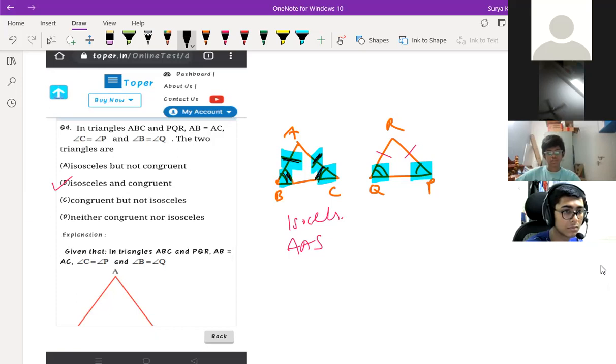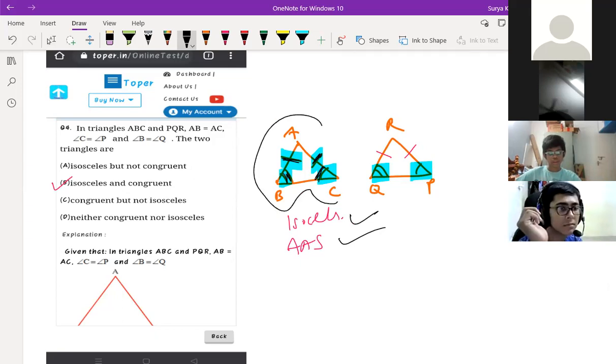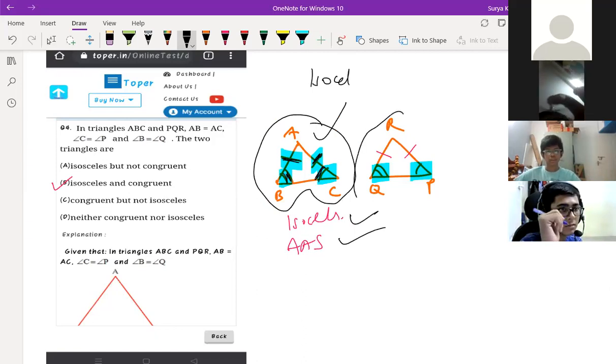I think that is isosceles also, children. As per my knowledge, this is isosceles also. Both should be correct, congruent and isosceles. Because if AB is equal to AC is given in the question, it means that obviously this is isosceles, correct? If this triangle is isosceles and both are congruent, obviously this is also isosceles only. Is it clear, children, what I'm saying?